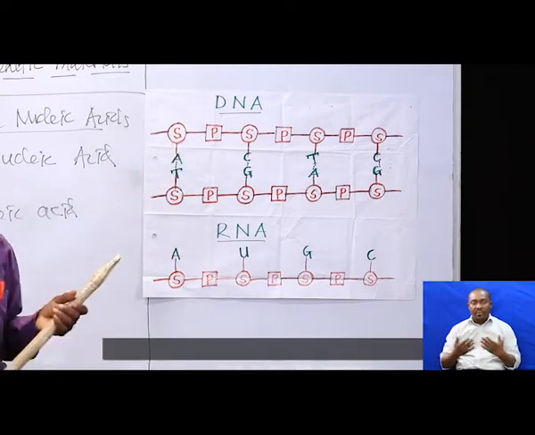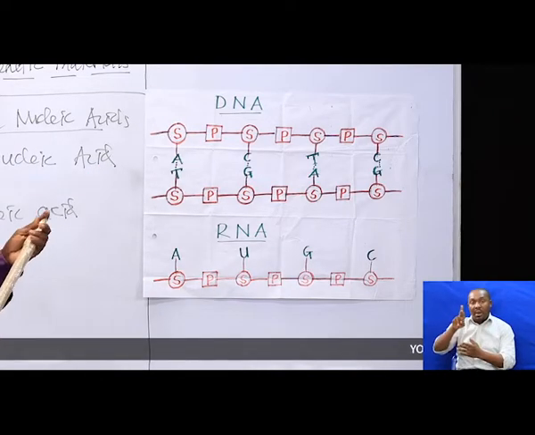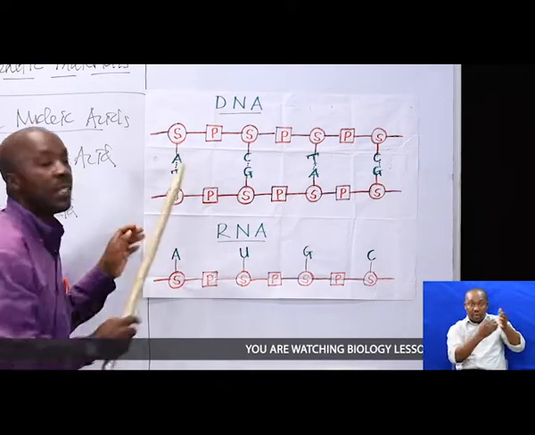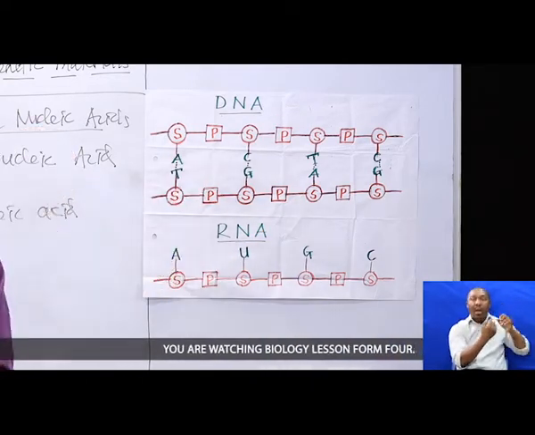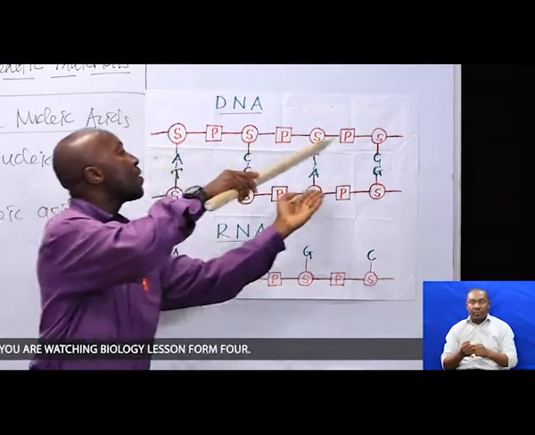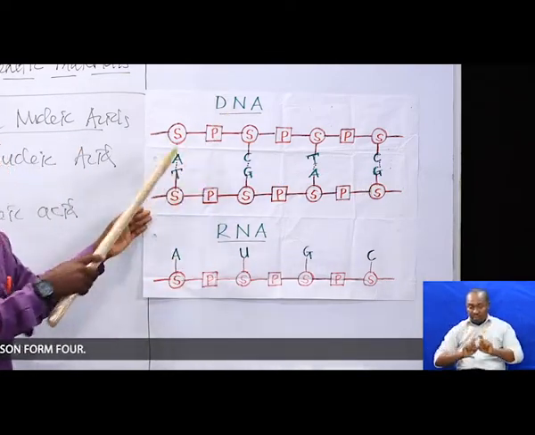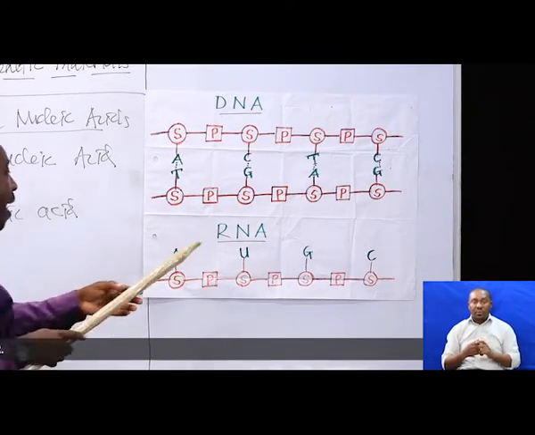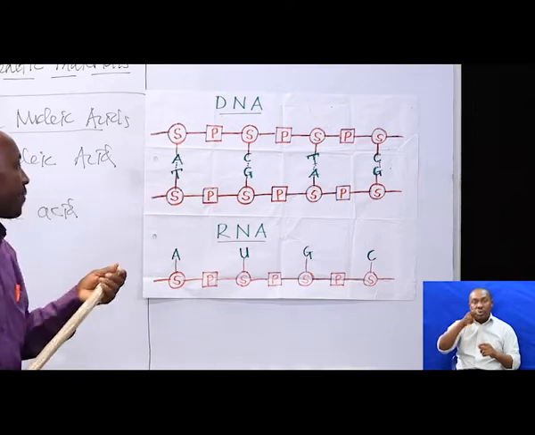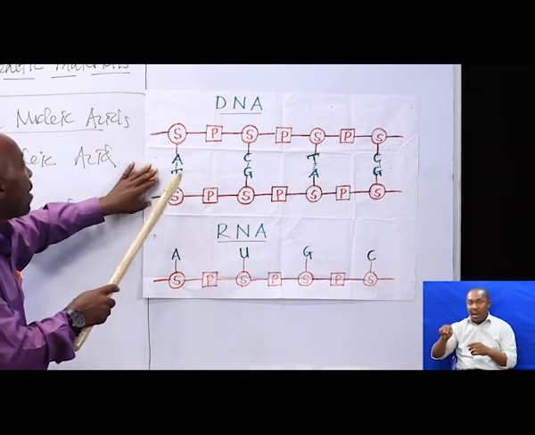So now let's make differences between DNA and RNA. If you look here, this diagram represents DNA. It is made up of double strands of nucleotides, one strand and another strand. So DNA is made up of double strand, while RNA is only single strand.